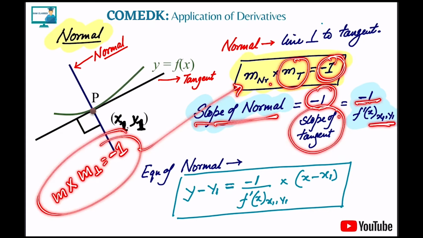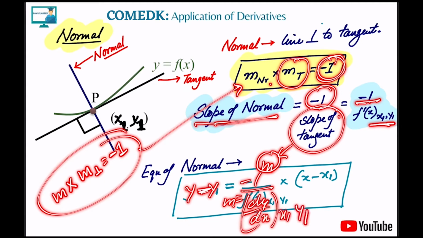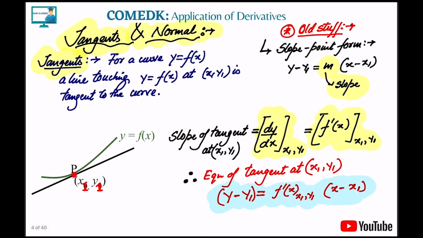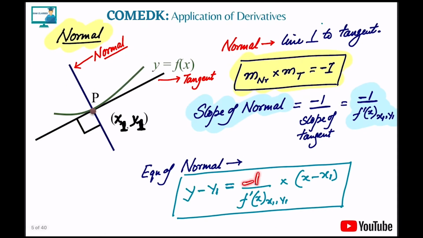So the equation of the normal will be the same thing. Just where we were putting m in the case of the slope of the tangent, here we'll put minus 1 by m, and that is equal to dy by dx at x1, y1. That's it. So nothing changed. The only thing is, in the case of the normal, earlier we were substituting f dash x or dy by dx at x1, y1. Now what we substitute is minus 1 over dy by dx at x1, y1. Clear?